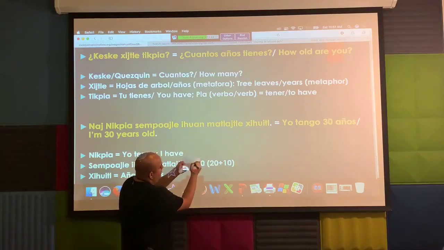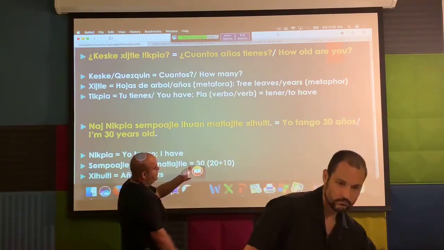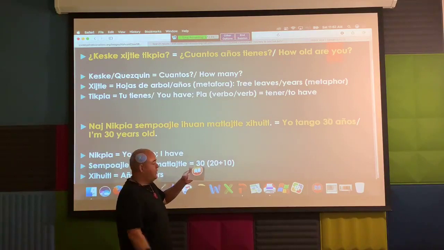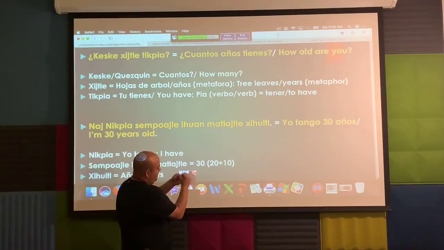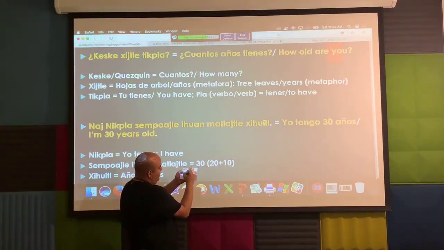So 11 down here. So 11 independent numerals plus 8 sets of 20, which gives you 160, plus 1 set of 400. But the way they would count it would be from the top down. So they'd literally say 400. So they'd say Sensontle, Iwan, Chigyeye, right? No. Matlakli Iwan Chigyeye. Or no, it'd be Castohle, Iwan.